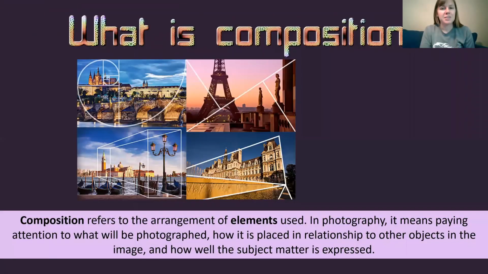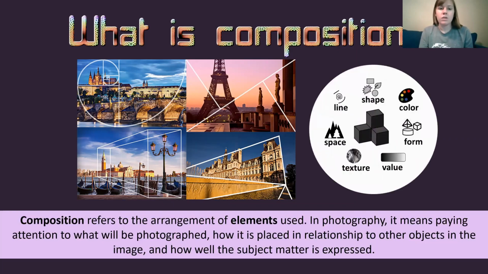First of all, we need to talk about what is composition. Composition refers to the arrangements of elements used. In photography, it means paying attention to what will be photographed, how it is placed in relationship to other objects in the image, and how well the subject matter is expressed. So it's basically where are we putting things and what do they look like when we put them there. Okay, when it says elements, that means parts of the photograph, but it could also mean the elements of art. So you can also be noticing your textures, noticing your lines, noticing your shapes, noticing your colors and things like that. That is part of composition.